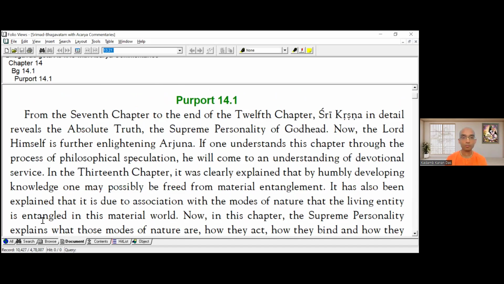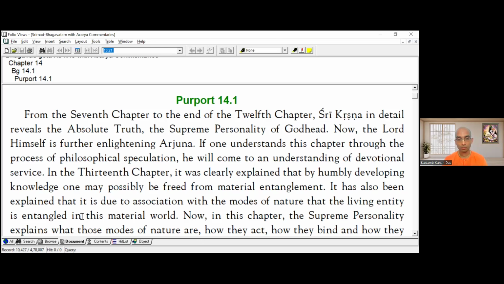Purport: From the 7th chapter to the end of the 12th chapter, Sri Krishna in detail reveals the absolute truth, the Supreme Personality of Godhead. Now, the Lord Himself is further enlightening Arjuna. If one understands this chapter through the process of philosophical speculation, he will come to an understanding of devotional service. In the 13th chapter, it was clearly explained that by humbly developing knowledge, one may possibly be freed from material entanglement. It has also been explained that it is due to association with the modes of nature that the living entity is entangled in this material world.